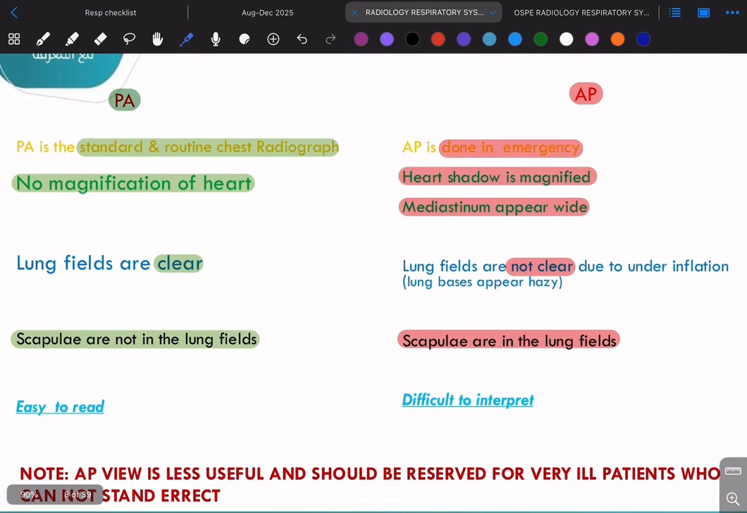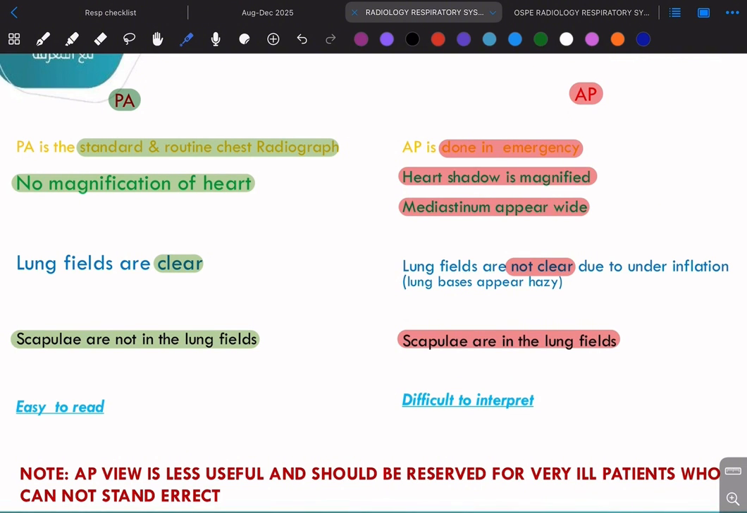So PA, as we said, is the standard and routine chest radiograph. AP is done only in emergencies. PA, no magnification of the heart. AP has a magnification of the heart and the mediastinum. So the mediastinum and heart, both are enlarged and they look magnified basically in the AP view. The lung field is very clear in the PA view, while on the AP view, it's not very clear.